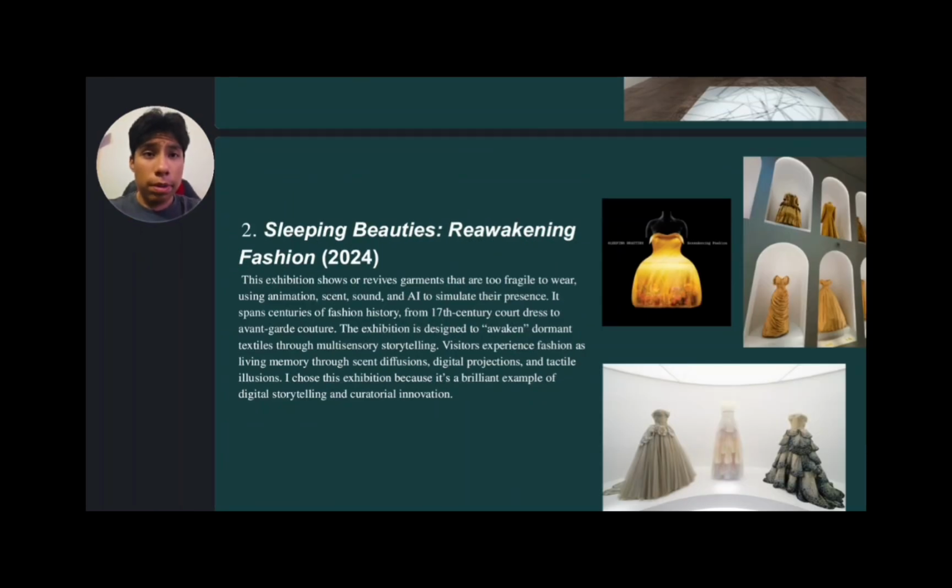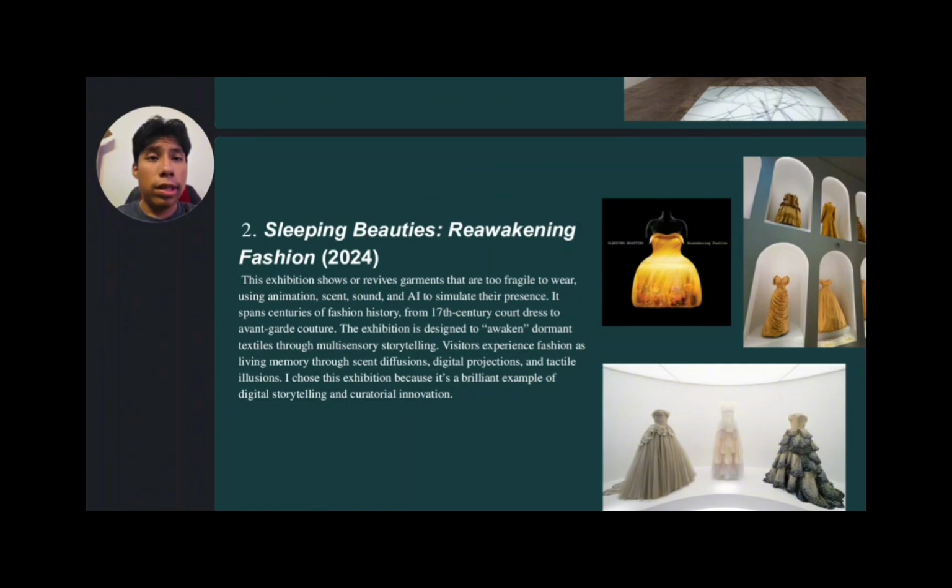One is called Sleeping Beauties: Reawakening Fashion from 2024. The exhibition shows revived garments that are too fragile to wear by using animation, scent, sound, or AI to simulate their presence. It spans centuries of fashion history from the 17th century.